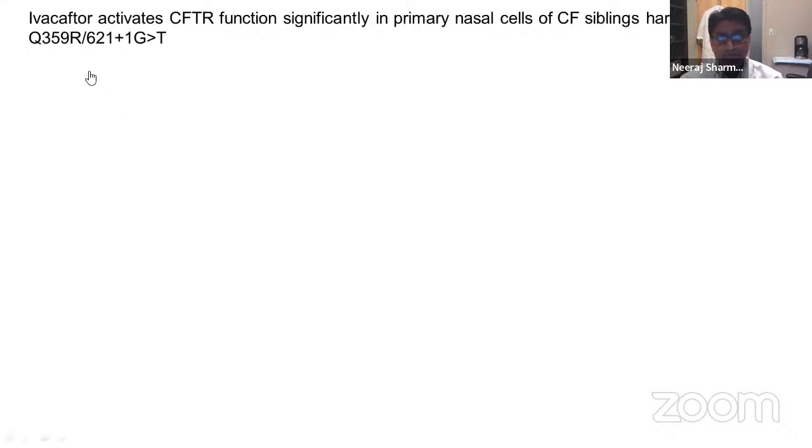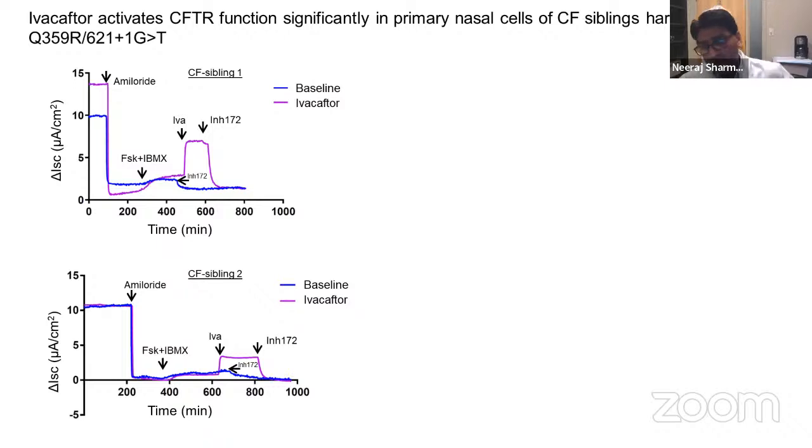They both had this particular genotype, and the first variant listed here, Q359R, belongs to the category that has some gating defect. I will not go through all these traces, but what was remarkable for us was that both siblings showed a dramatic response to the ivacaftor, shown here in the purple line. You can see, in both the top and the bottom panel, this purple line far exceeds in height when ivacaftor was added, which shows that the CFTR function was recovered.